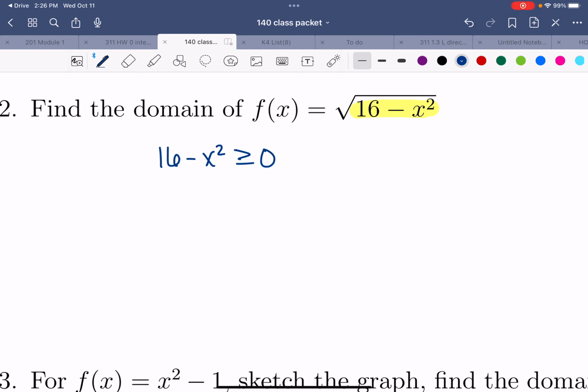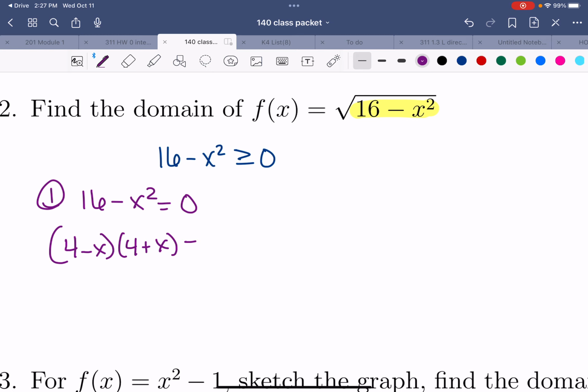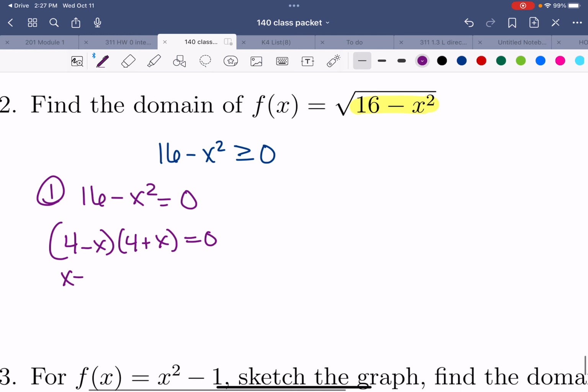I'm going to add my x squared to the other side. Or actually, what I'm going to do is remember step 1 was to set this equal to 0. If you don't like it this way, you can move them to the other side. But this is factorable as 4 minus x and 4 plus x because it's a difference of 2 squares. That's going to give me x equals 4 and x equals negative 4 as my 2 values.